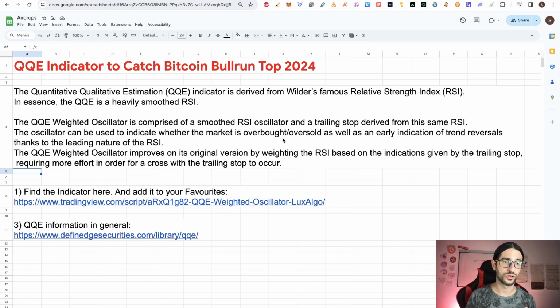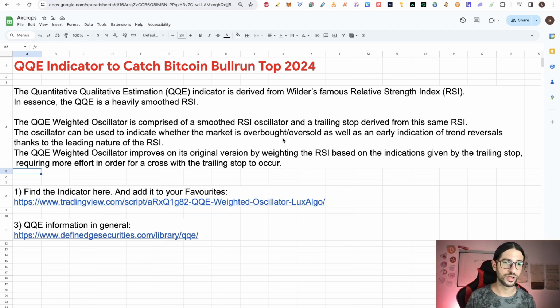This indicator is actually called the quantitative qualitative estimation and is derived from Wilder's famous relative strength index. I really like that this indicator is like a smoother version of the RSI, and you know that the RSI of course is super powerful. I am not going to cover it because it's one of the most hyped and known indicators that actually really work on crypto. But this indicator, the QQE, from my perspective, is a heavily smoothed RSI.